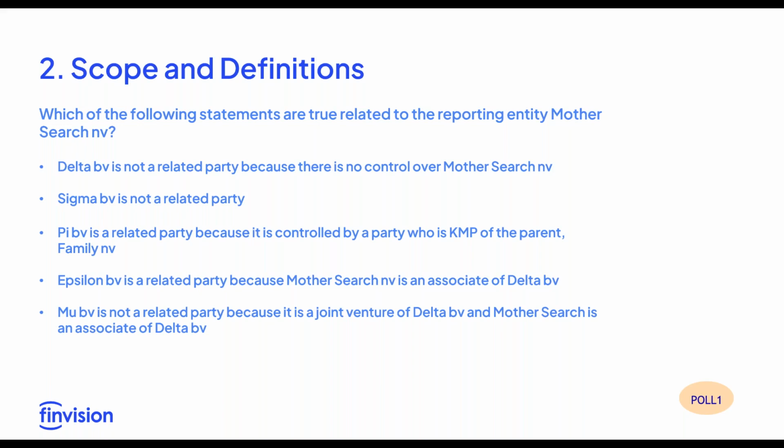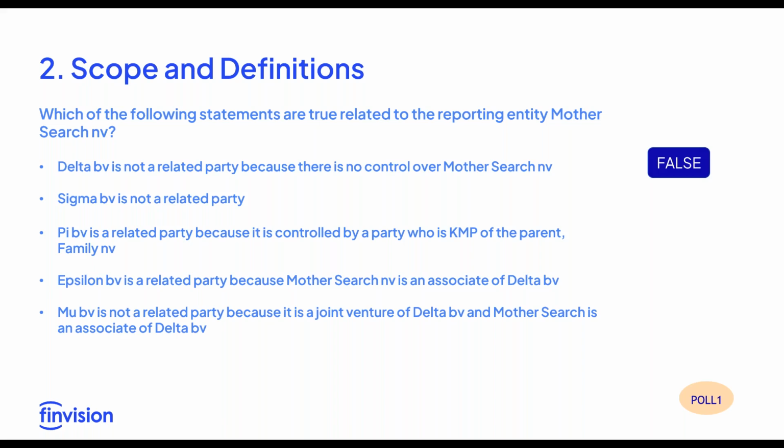The first one, Delta BV. The statement is Delta BV is not a related party because there's no control over Mother Search NV. Well, that's false. It is a related party because, if you look at the chart, Delta BV has significant influence over Mother Search. And according to the definition B2, if the entity has significant influence over the reporting entity, then it is considered a related party. So Delta BV is a related party, and therefore this statement was false.